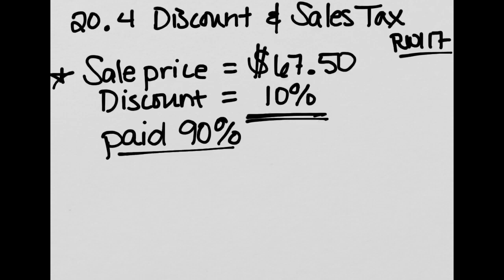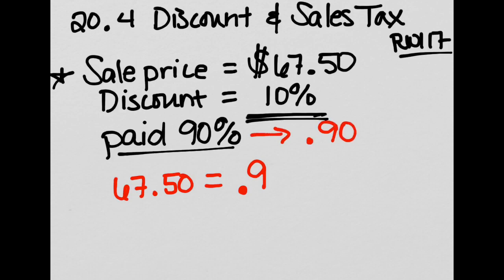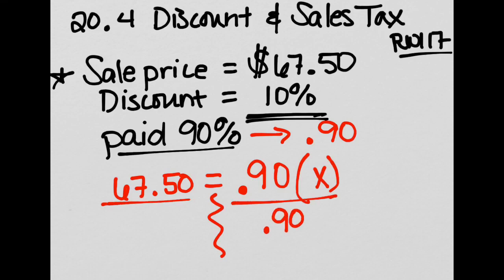So what I'm going to do is I want to find out 67.50 is going to be 90% of some number. So I'm going to say 0.90, because this as a percent is 0.90, times whatever the actual payment was. So then in order to solve, I want to take both sides and divide by 0.90. And when I divide by a decimal that is less than 1, dividing by a number less than 1 is actually going to give me a bigger number.